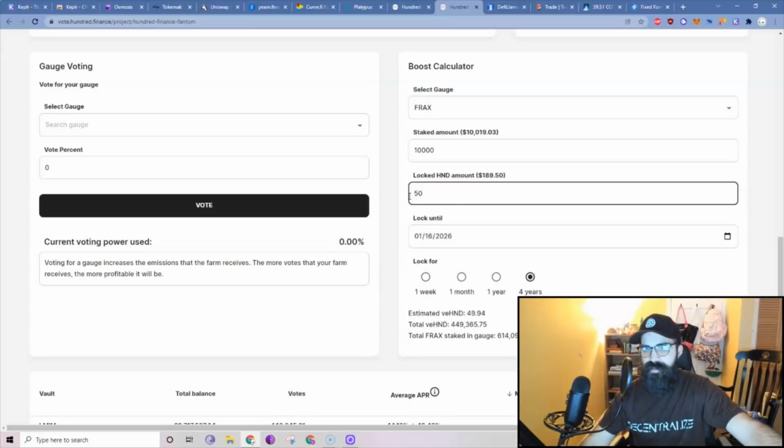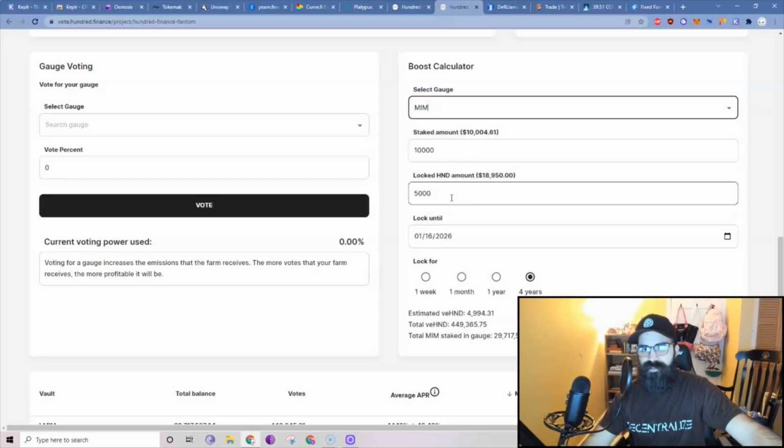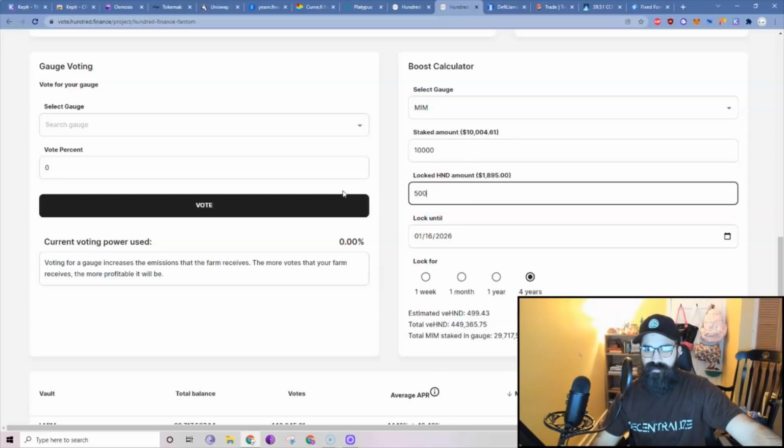If we start at 50, the estimated APR is not much. So it looks like we need quite a bit. That's surprising. 10,000 fracs. So, that is surprising. Let's see if all the gauges are like that. Let's see the MIM gauge. Okay. So I'm surprised, but I mean not too surprised.